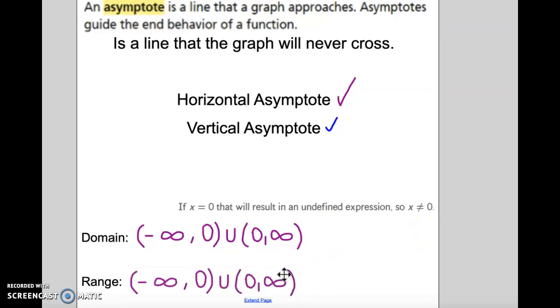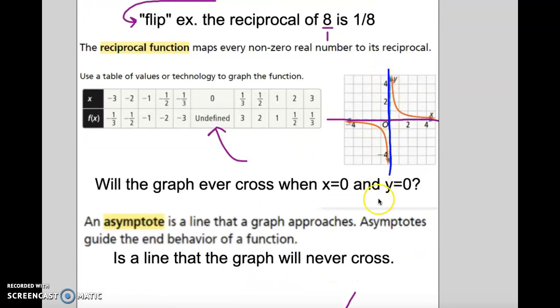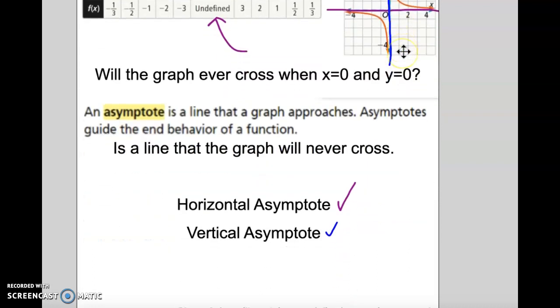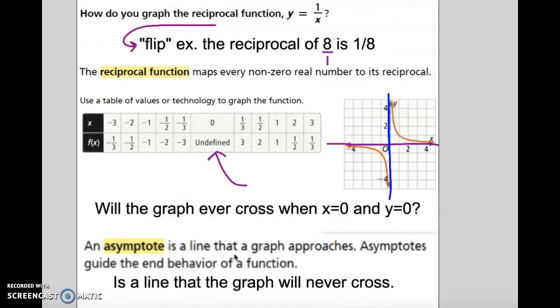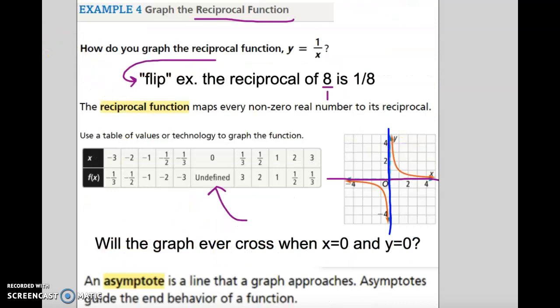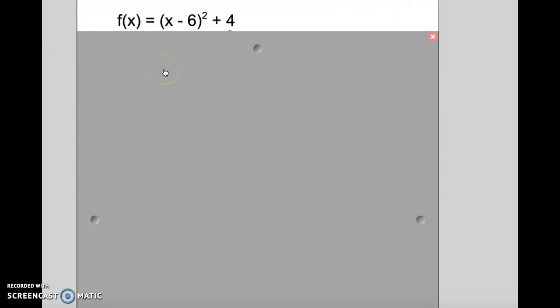The range is actually the exact same thing. Again, look at the y values. That's what range stands for, a list of all our possible y values. Every single y value will have a point on this graph except when y is 0, okay, which is why our range is this. If you need to make a note, domain is x values, range is y values. So why we're talking about this background information is because we're going to move on to graphing reciprocal functions.